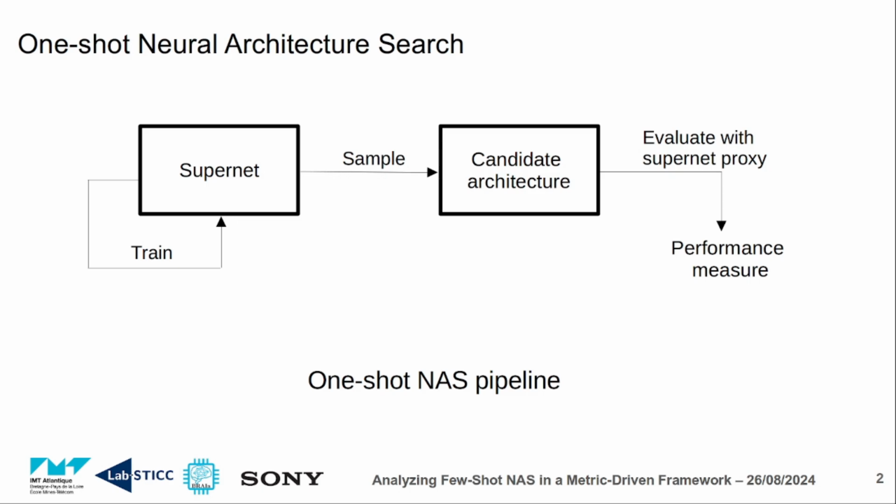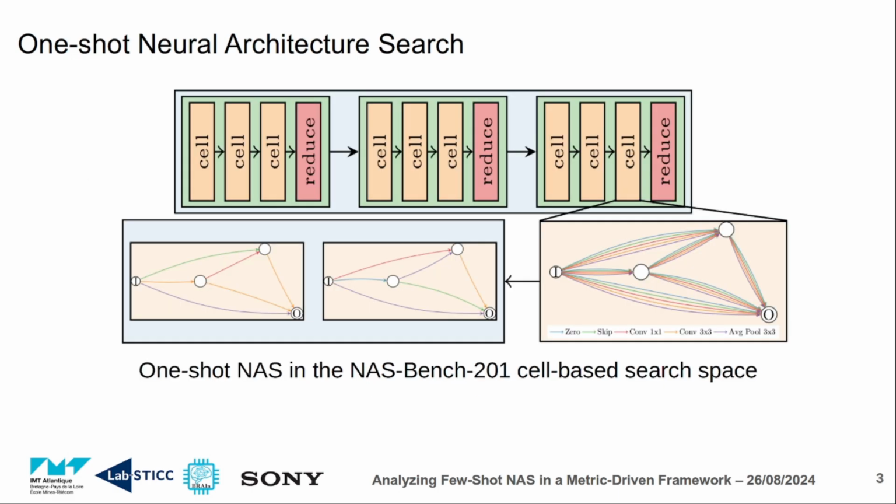So, as for one-shot neural architecture search, which is one of the most popular paradigms in NAS, it follows a simple pipeline. First, the supernet is trained, then the candidate architectures are sampled and evaluated with the help of the supernet performance as a proxy. Generally, the supernet is defined in a cell-like manner, such as in the widespread NAS Bench 201 search space, where each cell defines a directed acyclic graph, which contains all of the operations in the search space.